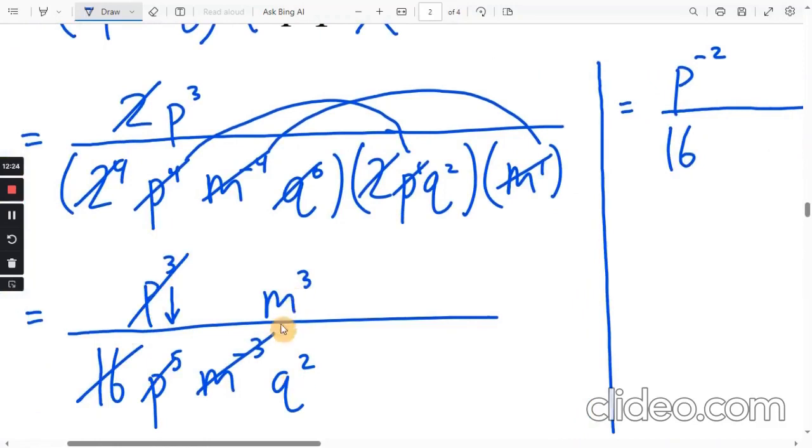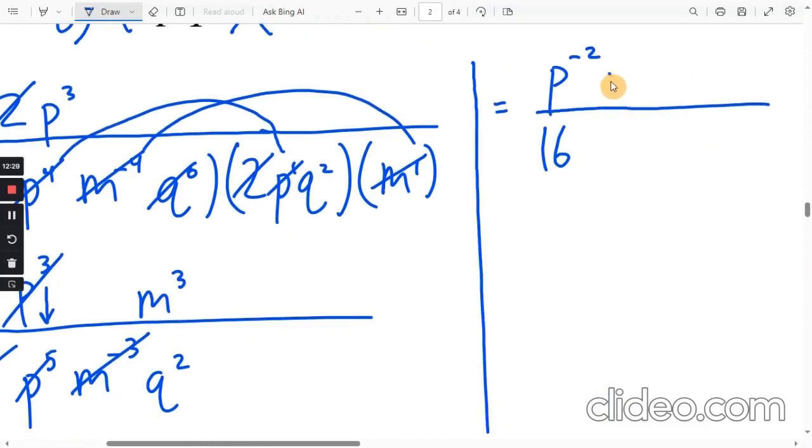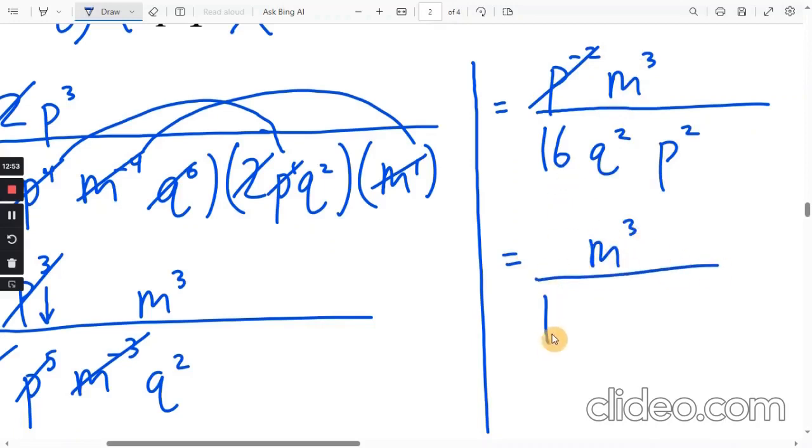Nothing we can do with these. They're both already positive, so m to the third over q squared. And finally, no negatives, so we take p to the negative 2, and we're going to move it down. That's going to be p to the positive 2. All right, so if you want to clean it up and write it in alphabetical order, we have m to the third in the numerator. We have a 16 in the denominator, and p squared, q squared. That's it.